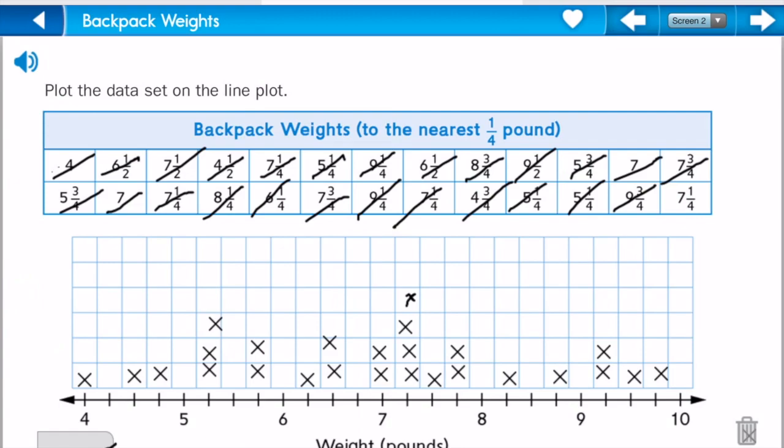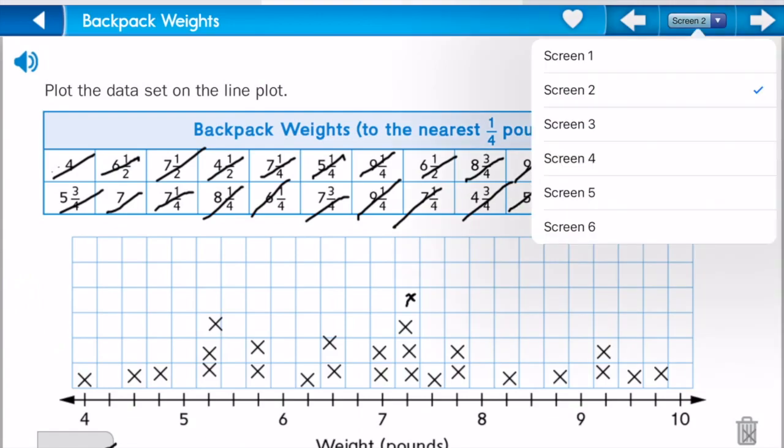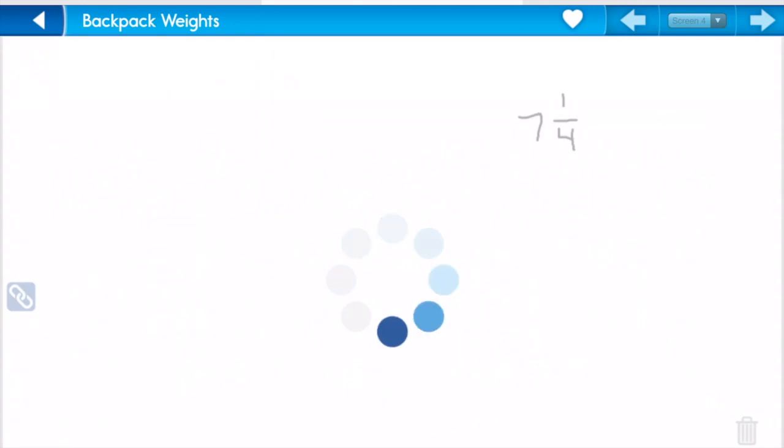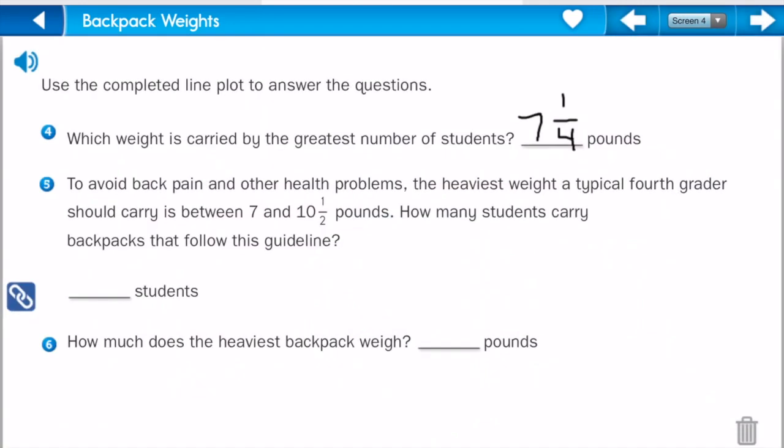So let's count and see how many there are. 1, 2, 3, 4, 5, 6, 7, 8, 9, 10, 11, 12, 13, 14, 15, 16, 17, 18, 19, 20, 21, 22, 23, 24, 25, 26. So all of the students follow this guideline. So that means that there are 26.